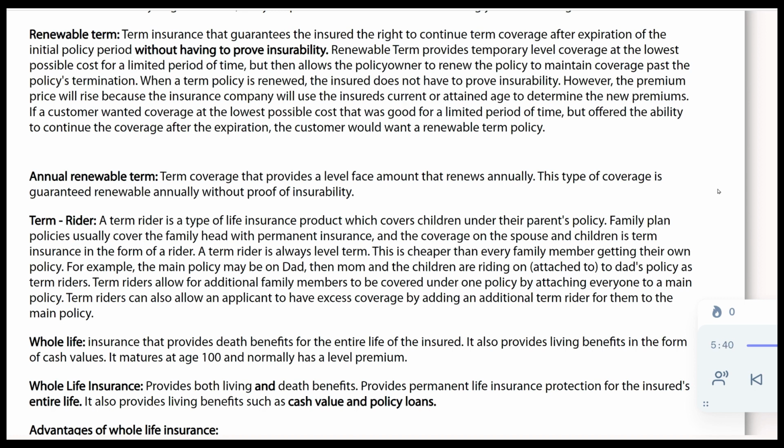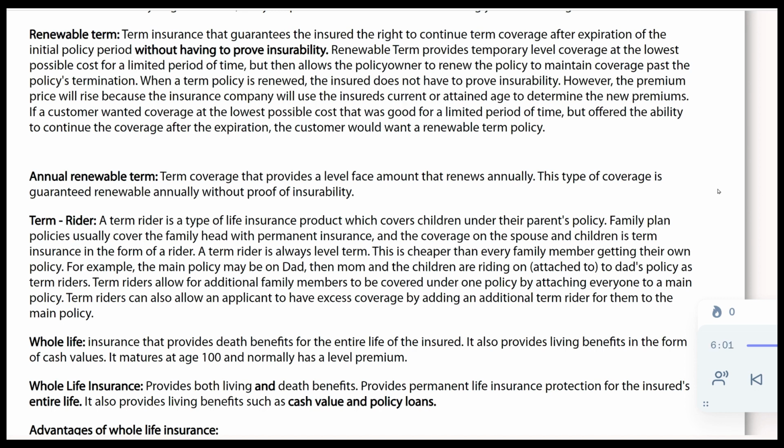However, the premium price will rise because the insurance company will use the insured's current or attained age to determine the new premiums. If a customer wanted coverage at the lowest possible cost that was good for a limited period of time, but offered the ability to continue the coverage after the expiration, the customer would want a renewable term policy. Annual renewable term. Term coverage that provides a level face amount that renews annually. This type of coverage is guaranteed renewable annually without proof of insurability.